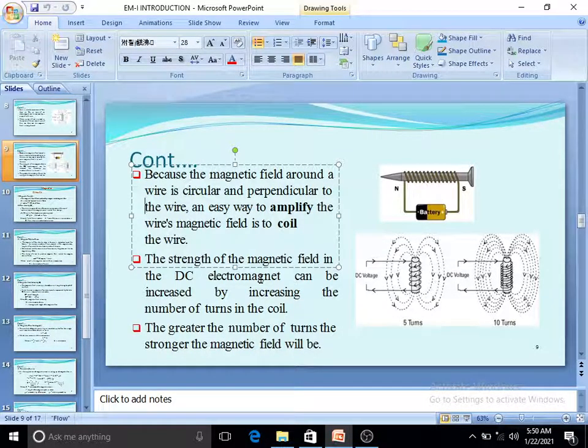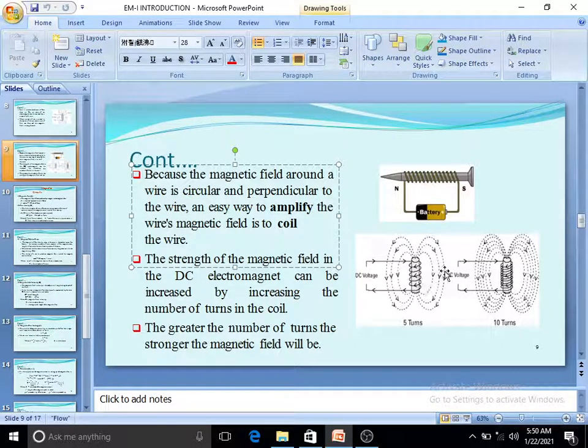If you want to increase the strength of the magnetic field, what do you need to do? Simply increase the number of turns. Clear? If you take only one turn, how much flux may travel through it compared to two turns? Less. Compared to three turns? Less. Compared to four turns? Less. So if you increase the number of turns, automatically more flux may travel through this core, and the magnet strength will increase.